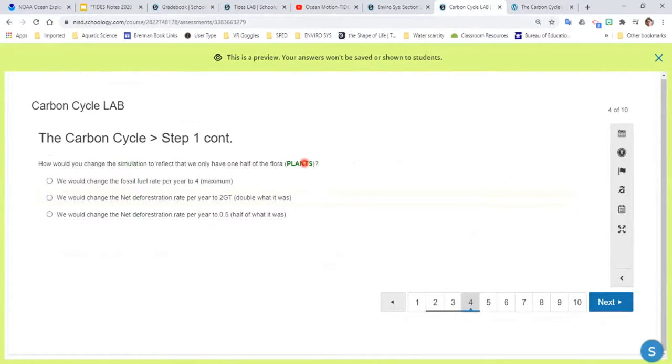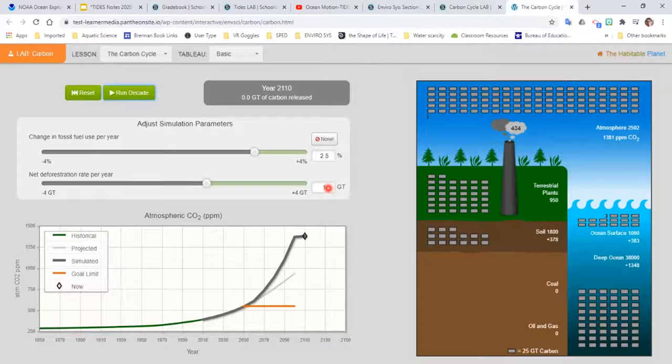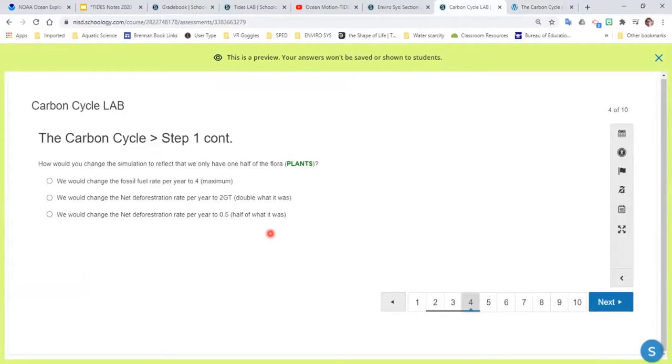How would you change the simulation? So what you're going to do, you're going to change the deforestation rate and double it. So you're going to change that to 2, all right? Deforestation, meaning you're taking the plants.